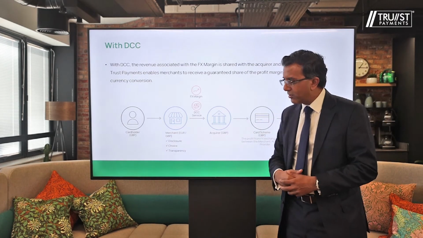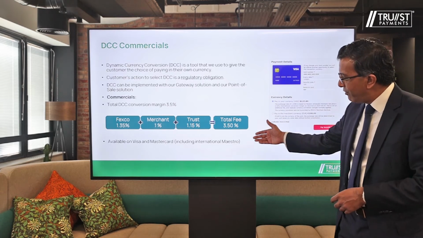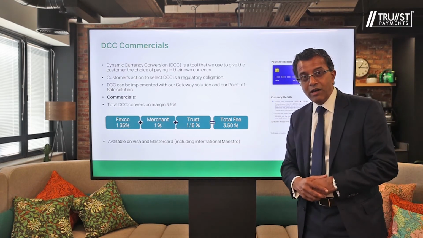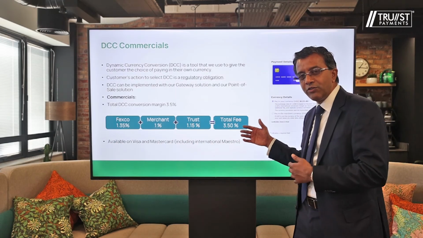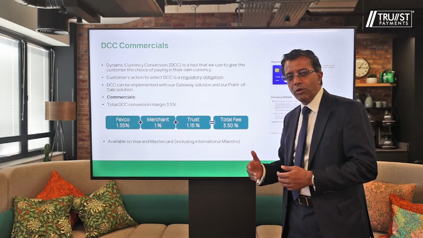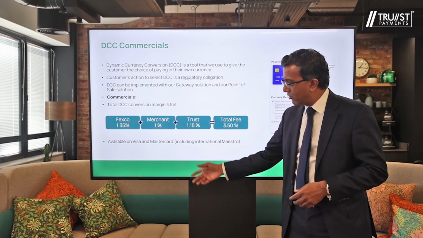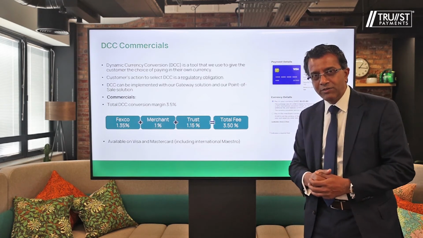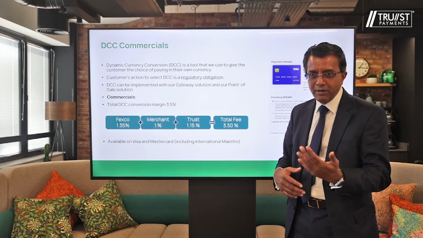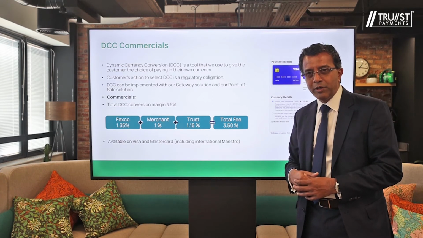So what's in it for the merchant? The fee that we charge is a standard 3.5%, and we split that revenue. 1% goes to the merchant, 1.35% goes to Fexco, our partners, and Trust earns 1.15%. So the merchant only has to ask the customer, do they want to pay in their home currency? And the merchant generates that additional revenue. Now, this is valid for Visa and MasterCards on point-of-sale devices and can be presented on e-com via our payment pages.